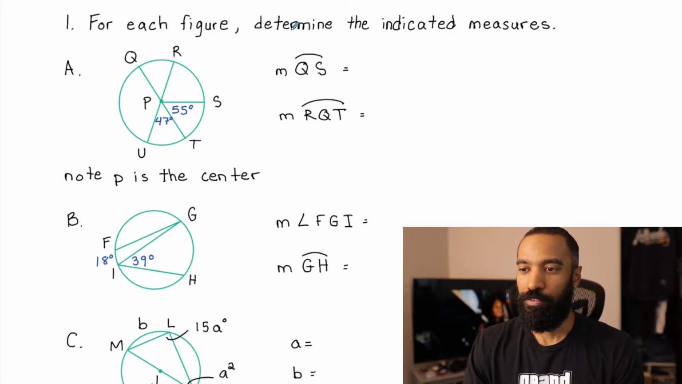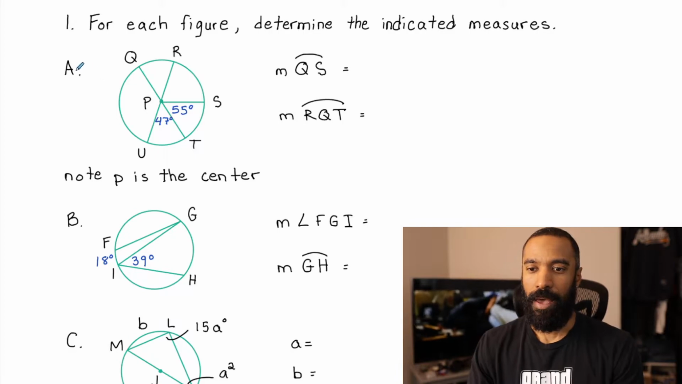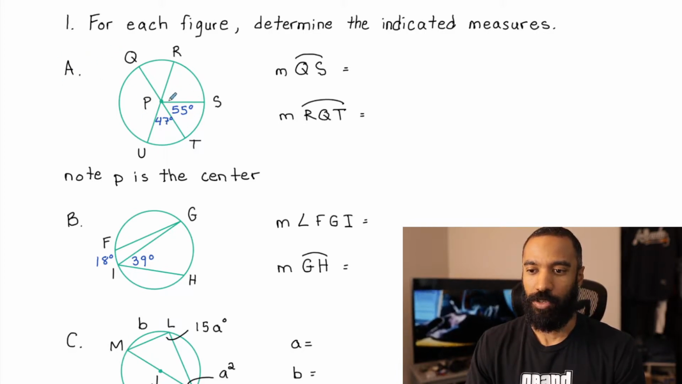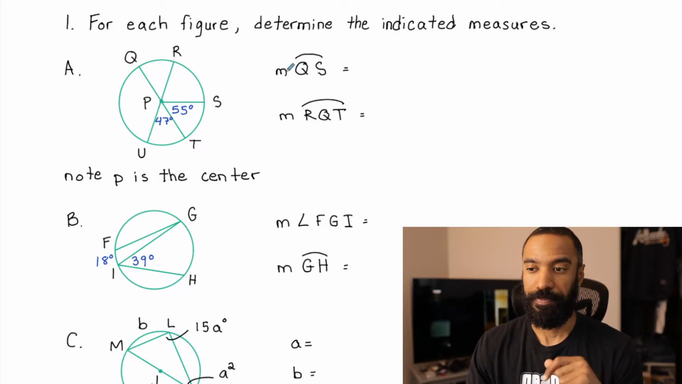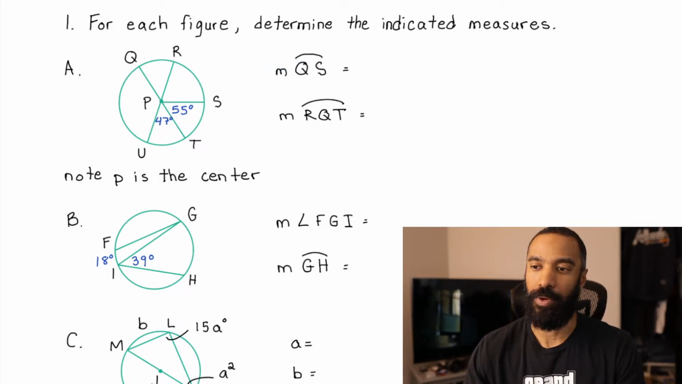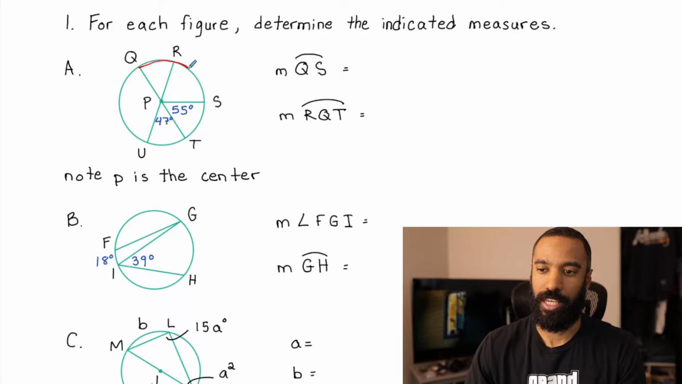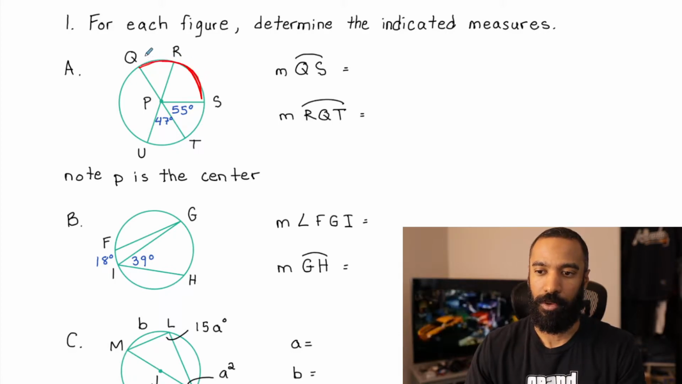Number 1, for each figure, determine the indicated measures. Here's part A and a circle in the diagram. Note that P is the center. This is otherwise known as circle P. The measure of arc QS, we are going to find out how large this thing is right here by knowledge of the information that we have.